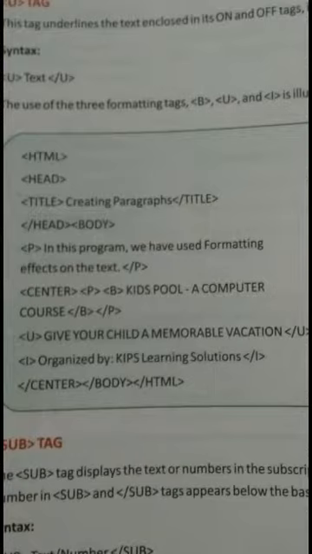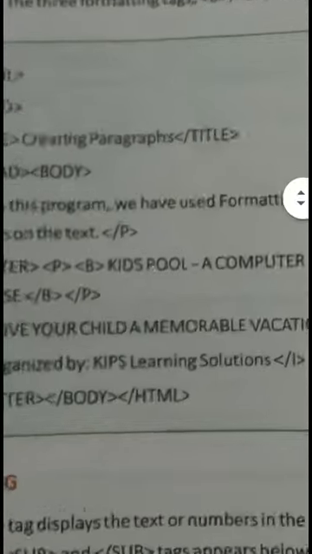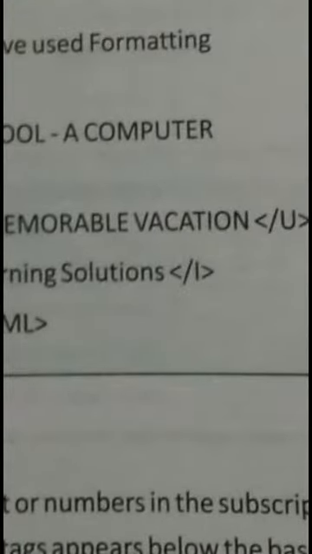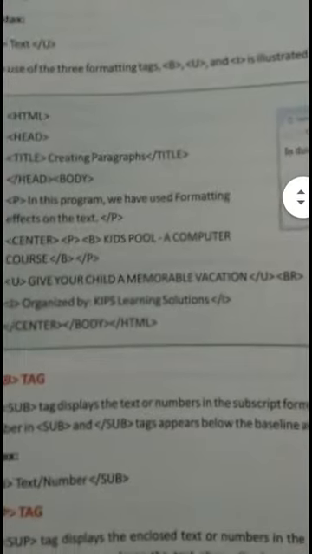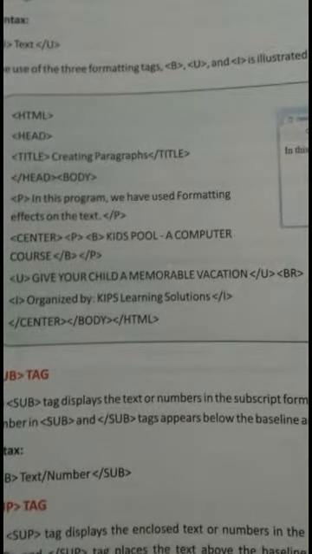For example, in the program you are looking at, the line "Give your child a vacation." This text is written in between U opening and U closing. And the last line, "Organized by Kips Learning Solutions," is written in the I opening, I closing, which I have already told you is I for italic. So let's check its web page.